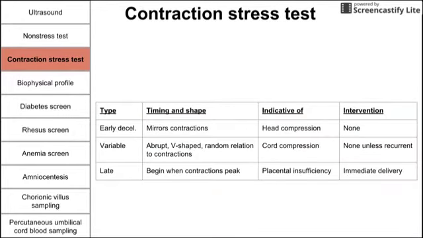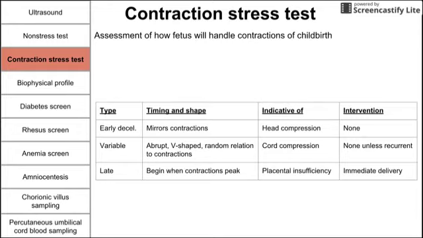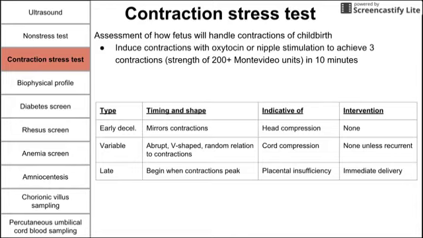In a contraction stress test, you want to induce contractions to see how baby reacts to those contractions. So this is an assessment of how the fetus will handle contractions of childbirth. So again, you want to induce contractions, and that can be done in one of two ways. You can medically induce them using oxytocin, or some parents might opt for nipple stimulation. The point is that you want to achieve 3 contractions within 10 minutes for a contraction stress test.